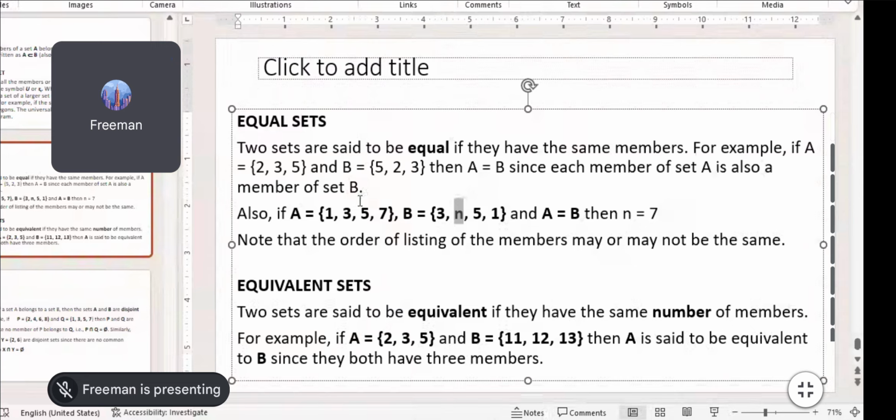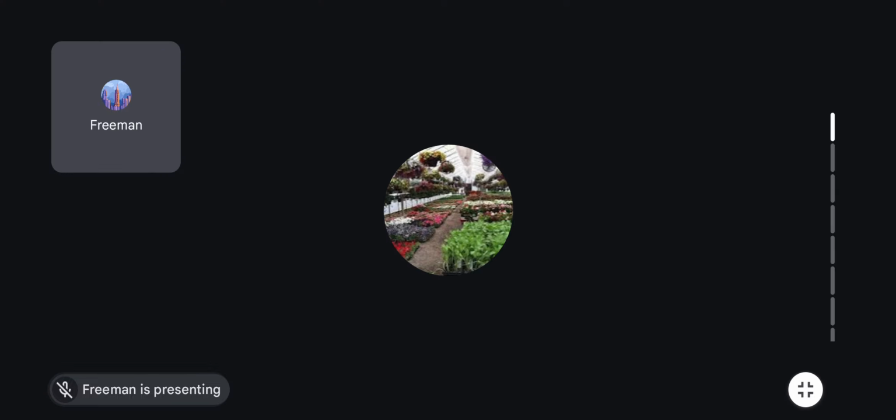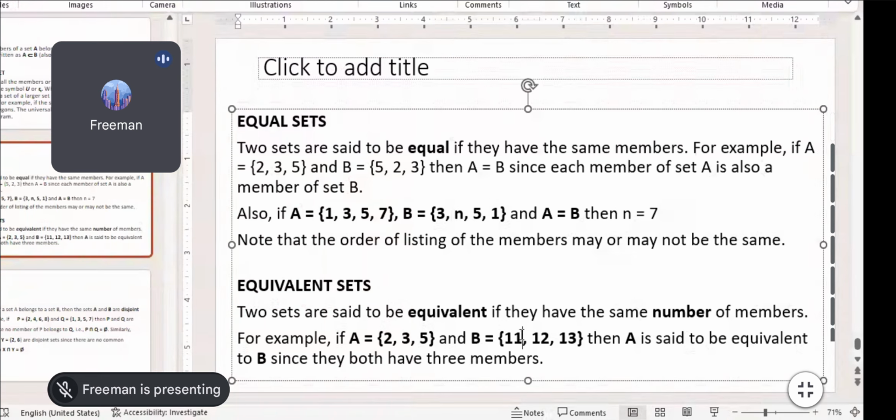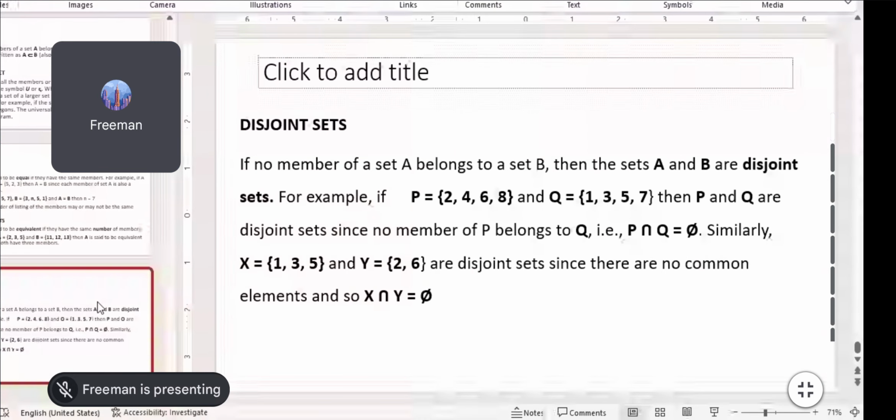Sets with nothing in common. We have A: 2, 3, 5. We have B: 11, 12, 13. There is nothing in A that can be found in B. There is no element in A that can be found in B, and there is no element in set B that can be found in set A. Therefore, they are disjoint sets. Their intersection is empty. It's a null set.